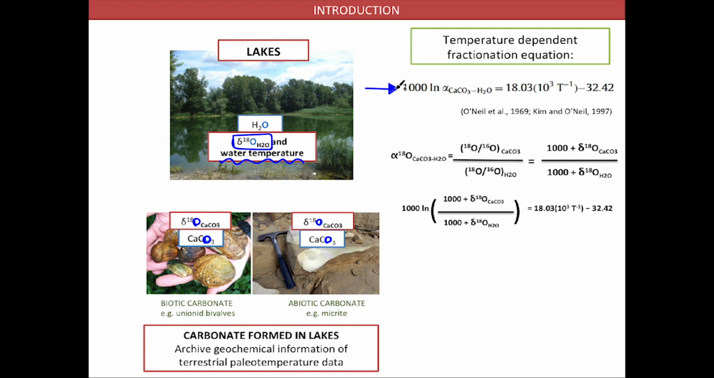Here, alpha is the fractionation factor between calcium carbonate and water. This fractionation factor is also 1000 plus delta 18O of the carbonate over 1000 plus delta 18O of the water. After replacing this here into the first equation we showed, we have this relationship here. This means that if we know the delta 18O of the carbonate, we need to know either the delta 18O of the water to find out the temperature of formation, or we need to know the temperature to find the delta 18O of the water.